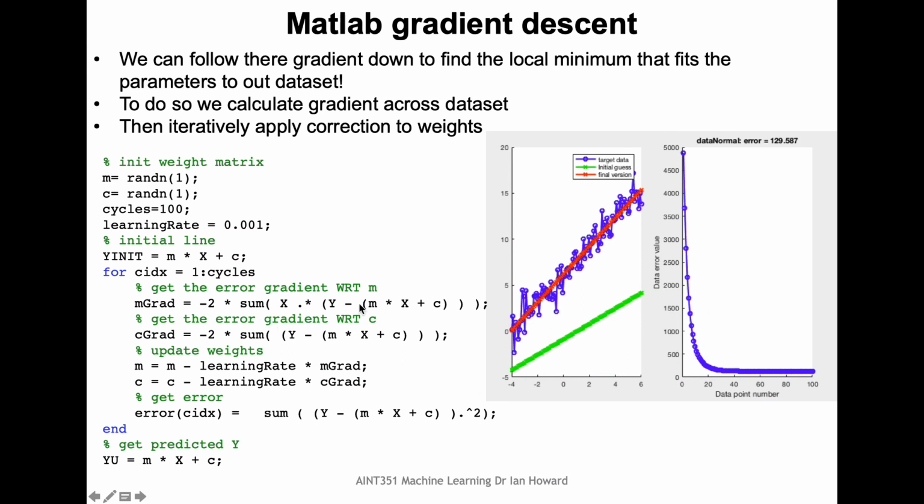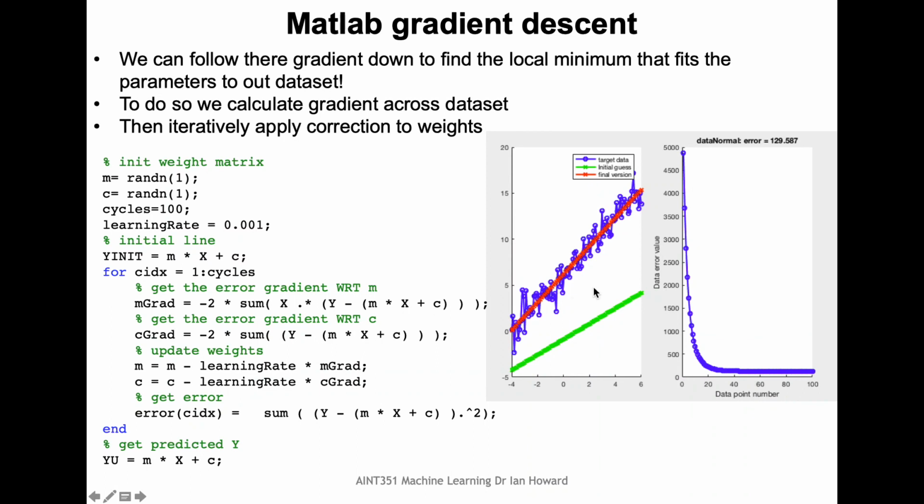This is just implementing it all in MATLAB. So this is the M gradient calculated using the sum function, the C gradient calculated using the sum function. And then here's the update bit. So the new value of M is the old value of M, take away the learning rate times the gradient of the error with respect to M. And the new value of C is the old value of C, take away the learning rate multiplied by the gradient of error with respect to C. And in this particular case, I'm also recording the error. I'm calculating the error. And then finally, I'm giving a predicted value out.